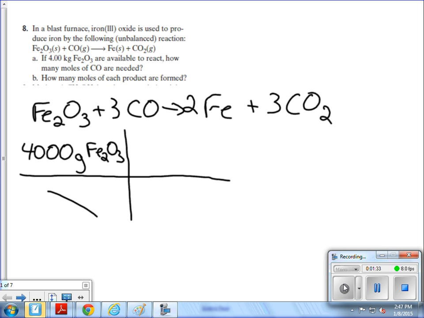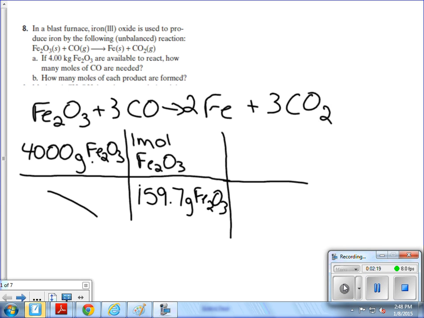I know that I have grams of Fe2O3 in this box, and I have to have the same units in this box. And the only place I can get grams of Fe2O3 is from the periodic table. So looking at the periodic table, we're going to add the mass of 2 iron and 3 oxygen. And we get 159.7 grams Fe2O3. And anytime we get a number from the periodic table, it's always equal to 1 mole of that substance. So that's why I know to put 1 mole of Fe2O3 on top.